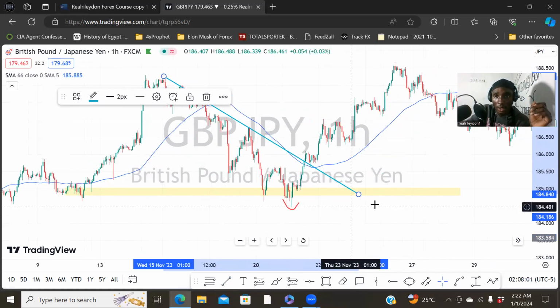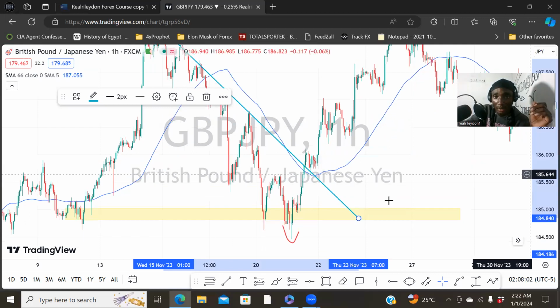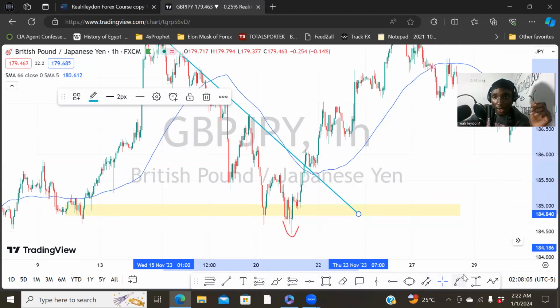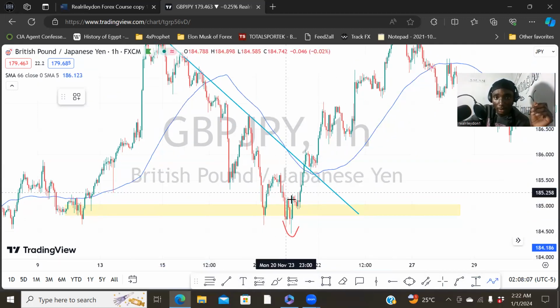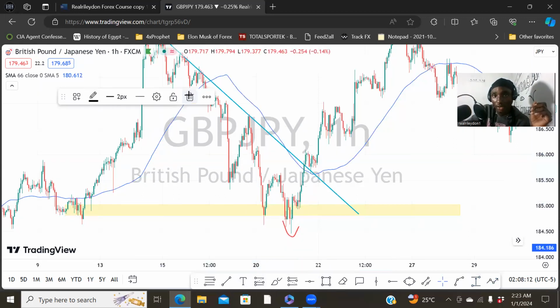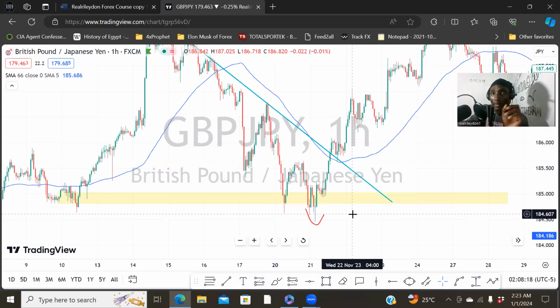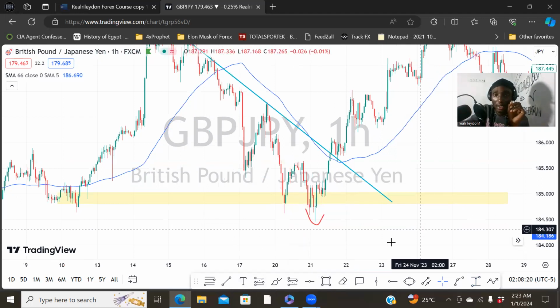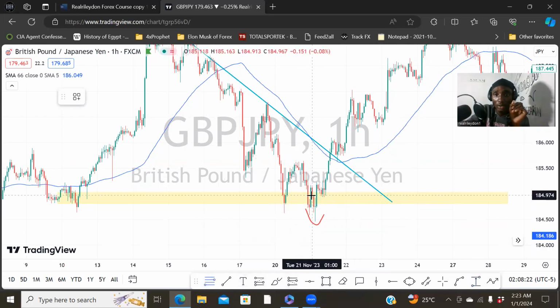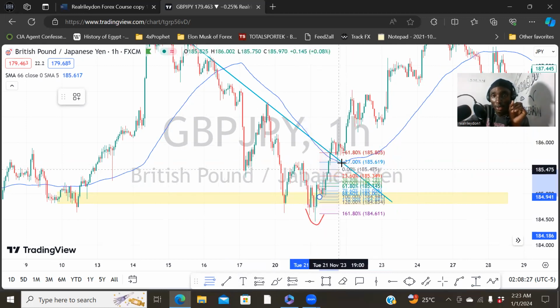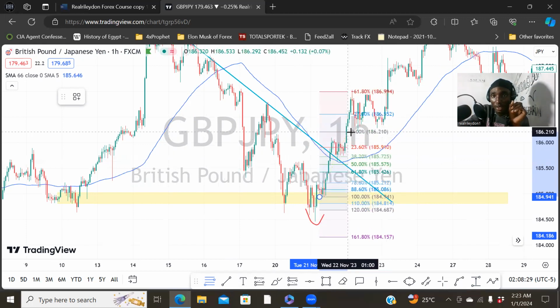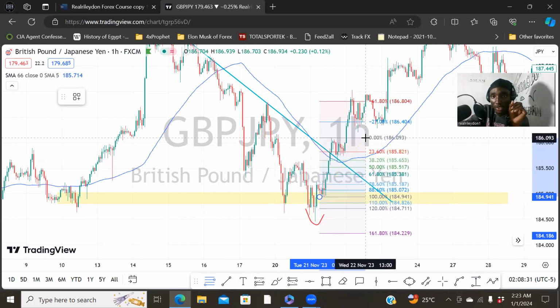Now, as you can see, the market did this push up right here. So with that push up from a low to a high, we're going to use our Fibonacci retracement tool, from 100% to 0%.